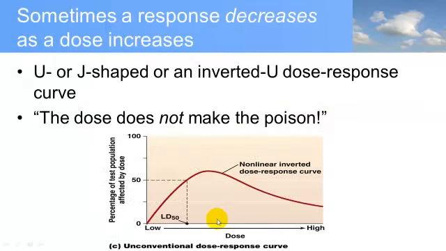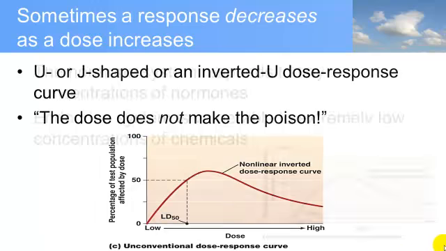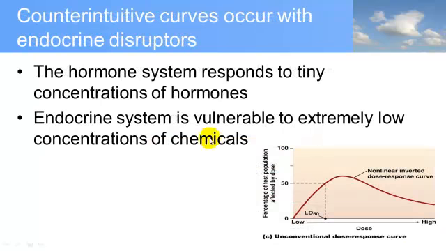Now, of course, it'd be really easy and really great if all of our curves were linear, but in many cases, they're not. Some of them have weird shaped curves. Some of them we actually might reach a point where the response may decrease with higher dosages. So they call these U-shaped or J-shaped curves or inverted U curves. In this case, the dose does not make the poison. We'll often see these types of things in endocrine disruptors, hormone disruptors, where you see some response at extremely low dosages, but then for some reason there's this crowding out effect where you suddenly see less of a response at very high dosages.